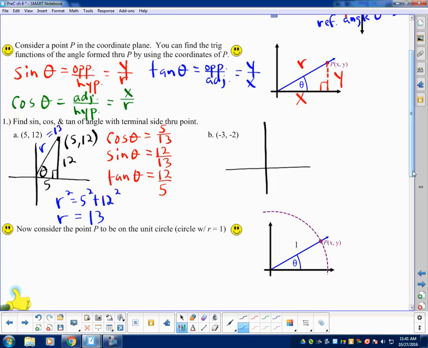Actually, this semester. So -3, -2 would be 3 to the left and 2 down. If I draw my reference triangle, it looks like this. This is theta right here for my reference angle. So I've gone 3 left and 2 down, and I need to find r. This one is not a Pythagorean triple. I have r squared equals 2 squared plus 3 squared. So that tells me r is equal to the square root of 13. So now I have all 3 pieces.